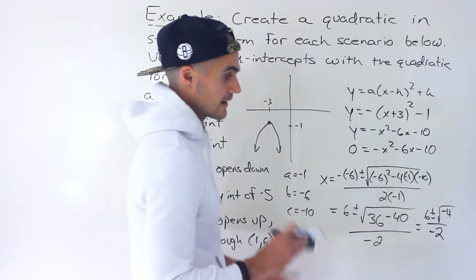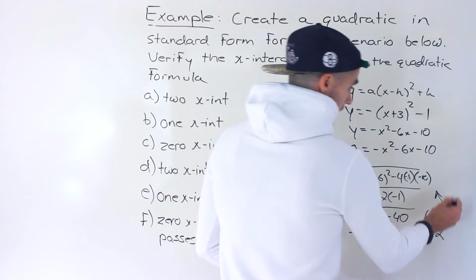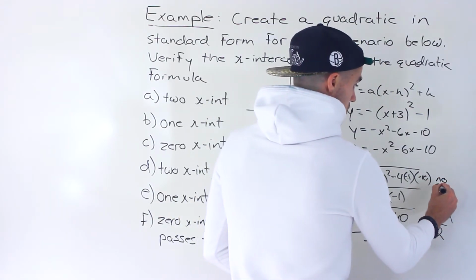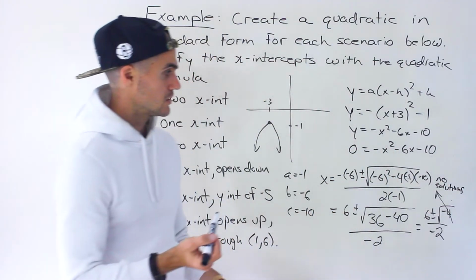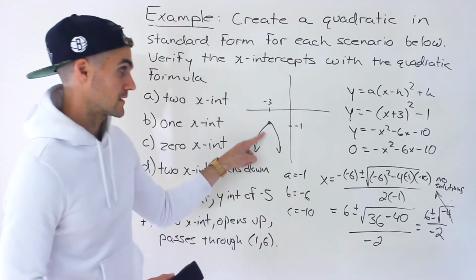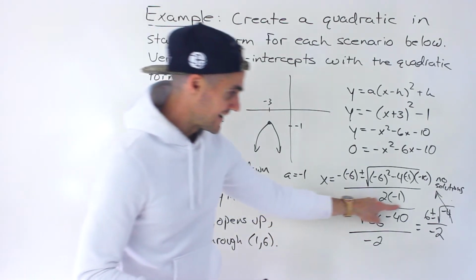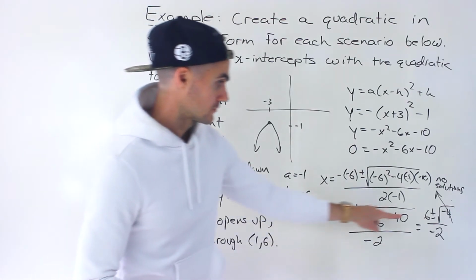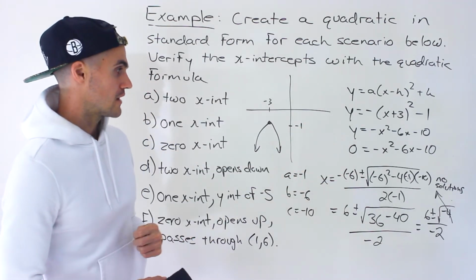As I mentioned, whenever you get a negative under the square root, you can't go any further. You can't take the square root of a negative, so there are no solutions to this. There are no solutions to this quadratic equation, meaning that there's no x-intercepts for that quadratic, as expected, right? And we verified it with the quadratic formula by getting a negative for the discriminant, which is that b squared minus 4ac value. You can't square root a negative. Hence, there's no solutions to that equation.